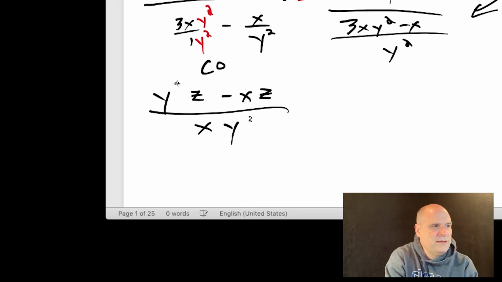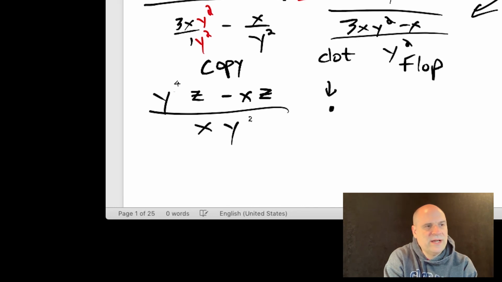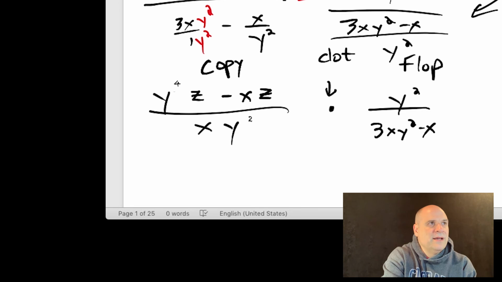We copied. Now we're gonna dot. So we're changing that division problem into a multiplication problem. And then we're gonna flop the second fraction, or in this case, the bottom fraction. So y squared all over 3xy squared minus x. Okay, and then we're gonna do something fun.